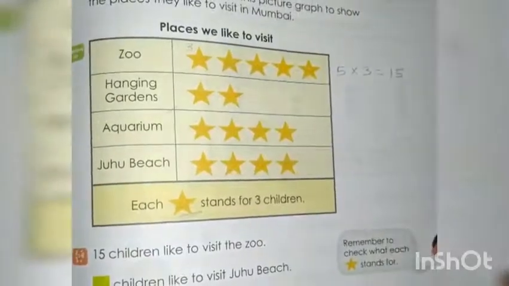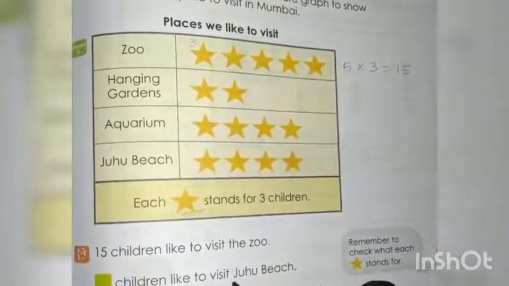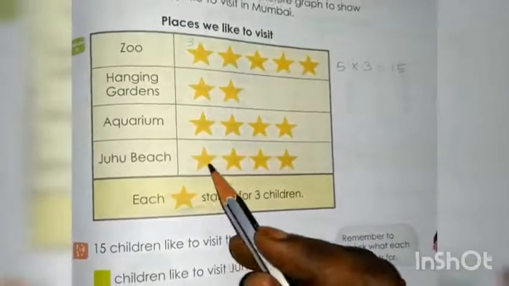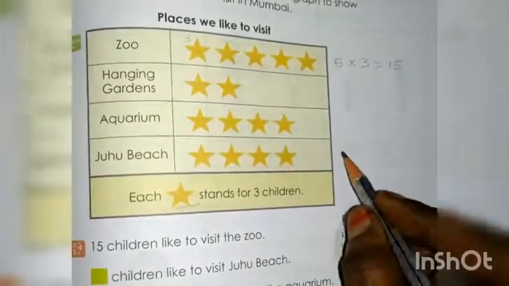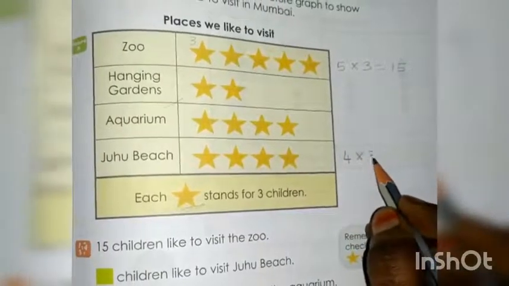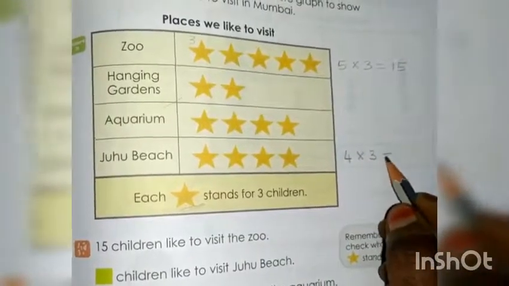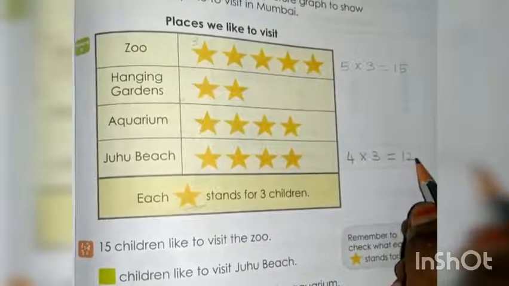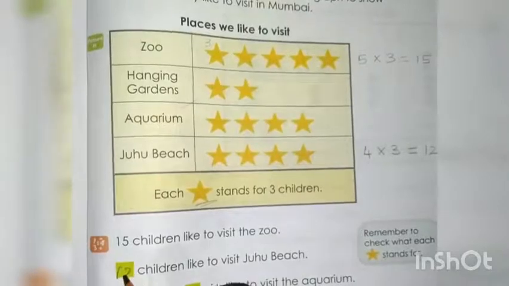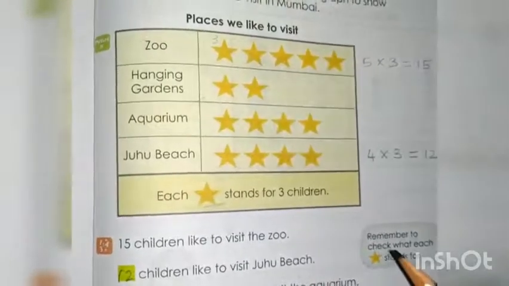Second question. Dash children like to visit Juhu Beach. That is Juhu Beach. 1, 2, 3, 4. 4 stars are there. Each star stands for 3 children. So 4 stars into 3 equal to 12. So 12 children like to visit Juhu Beach.